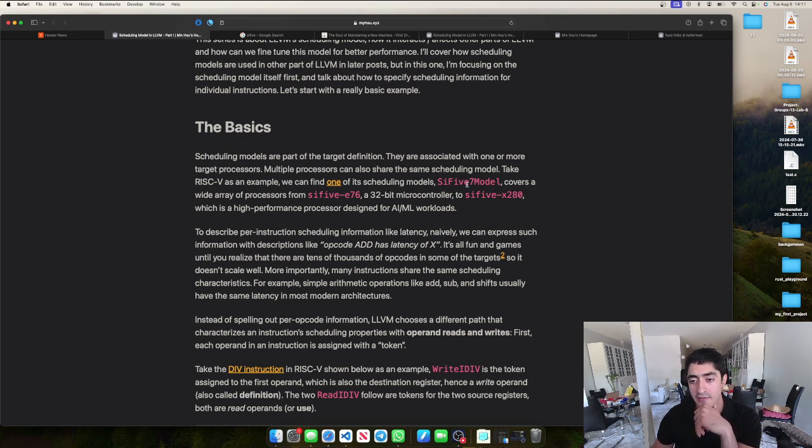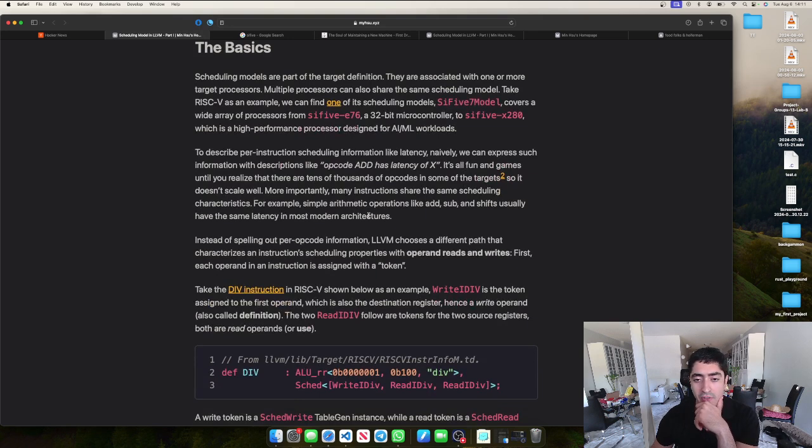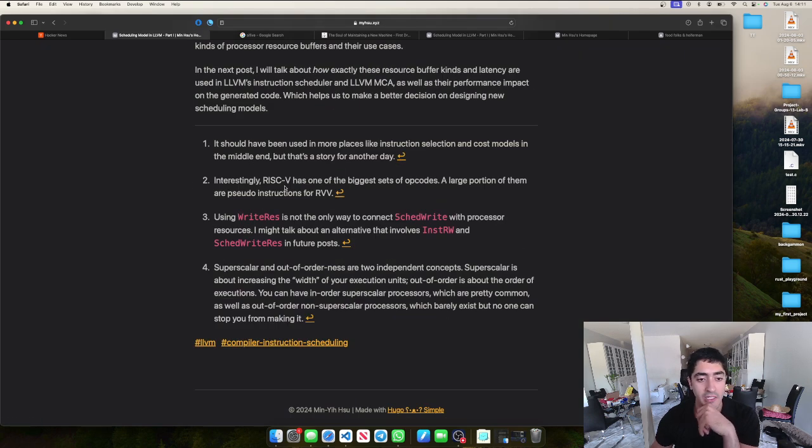Alright, so the SiFive 7 model covers a wide array of processors from SiFive E76, a 32-bit microcontroller, to SiFive X280, which is a high-performance processor designed for AI/ML workloads. To describe per-instruction scheduling information like latency, naively we can express such information with descriptions like opcode add has latency of X. It's all fun and games until you realize there are tens of thousands of opcodes in some of the targets. Interestingly, RISC-V has one of the biggest sets of opcodes. A large portion of them are pseudo instructions for RVV.